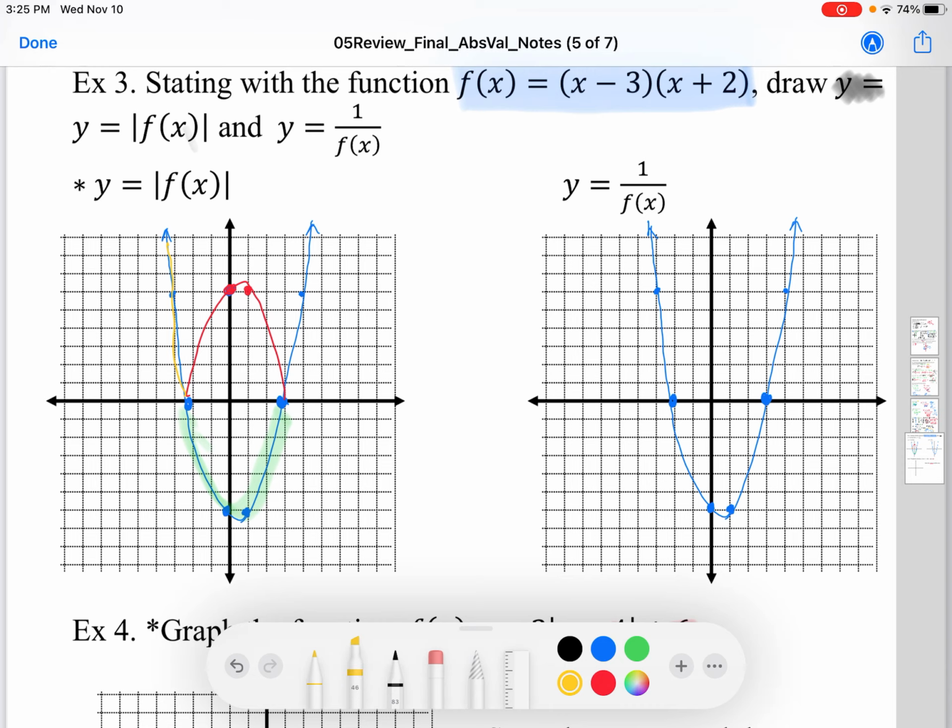It's going to be this part here. I'm going to maybe highlight that. It's going to bounce back up, back down, and back up. It's going to be that W-shaped graph. So that's what an absolute value graph is going to look like.